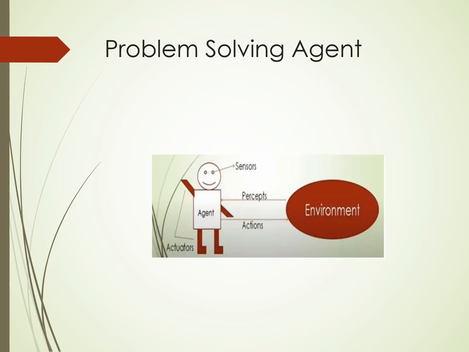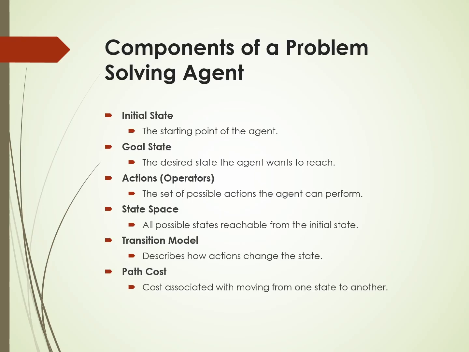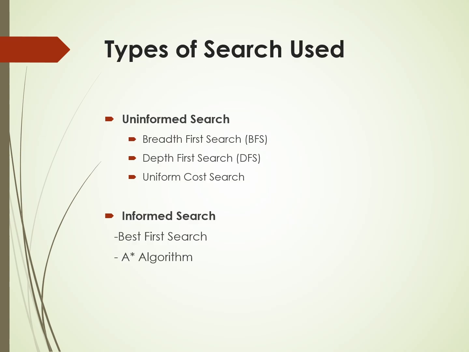This is an example of a problem solving agent. The agent must be acting in a particular environment. The agent has to perform actions based on its environment, and it has to give perception to the environment. For identifying the action and giving the perception, it mainly needs sensors. What are the components of a problem solving agent? Initial state, goal state, actions, state space, transition model, path cost. These are the components of a problem solving agent.